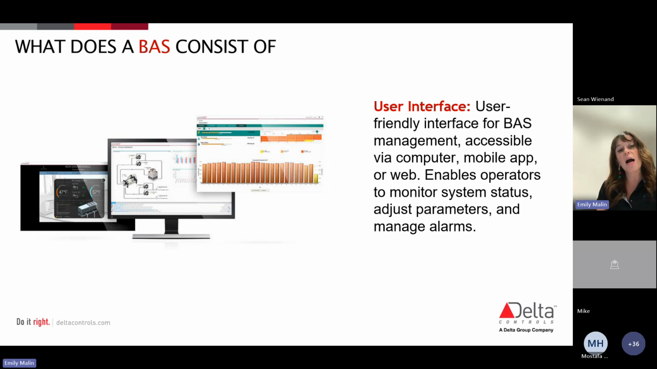So when you're starting to design your building automation system, really start to think about what people will be interfacing with that building. You want to have something that allows those folks to interact with that building in the most easily accessible and user-friendly way.